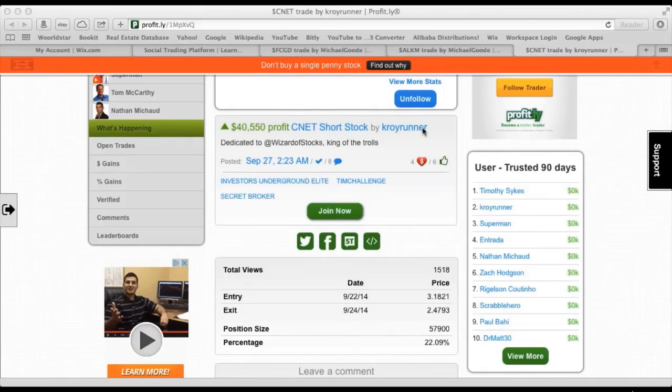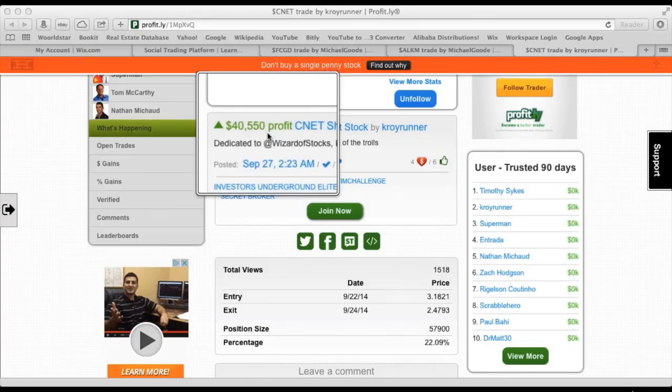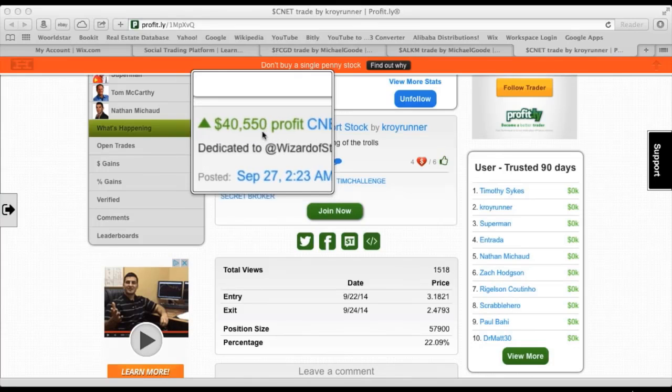So I gave y'all a couple examples that were very simple and basic, just so y'all can understand what short selling is. But now I'm going to give y'all a couple real life examples of people that actually really did short and made a profit. So right here you'll see this person made $40,000 off of one trade. And let's look at how he did that.